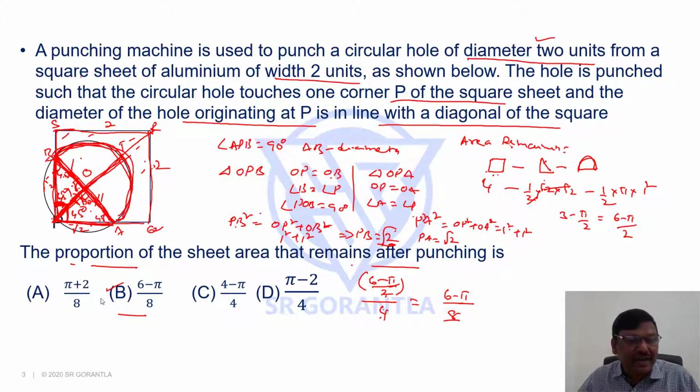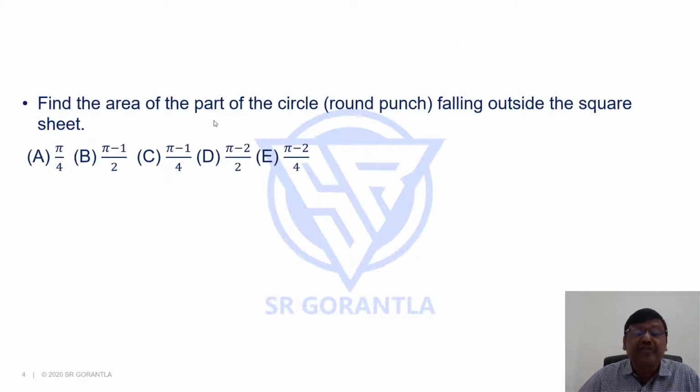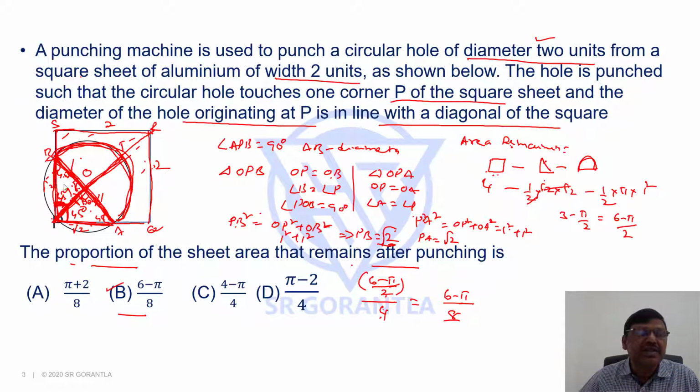Right? Okay. Next, we have one more question here which asks, find the area of the part of the circle falling outside the square sheet. So this is a continuation of the previous point. Here the second question is asking what is this portion. This portion is nothing but the area of the entire circle.